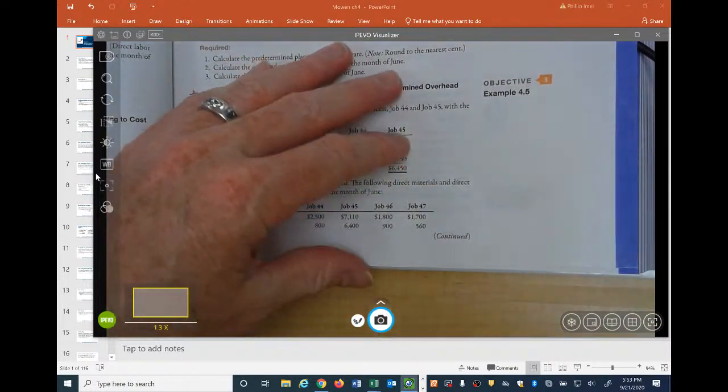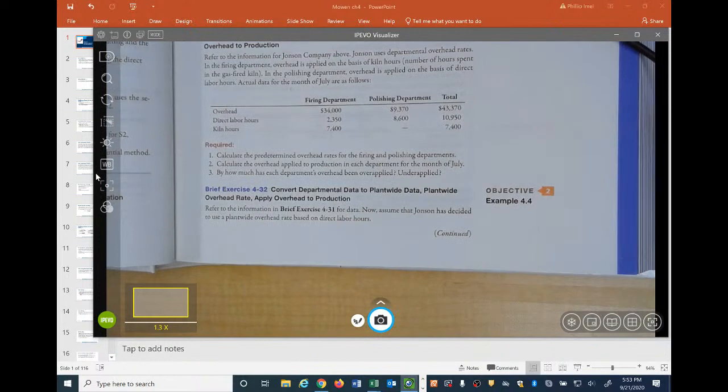Okay, so once again, it's saying prepare a brief job order cost sheet for the 4 jobs. Show beginning balance as of June 1, as well as the activity, like the direct materials and direct labor that are added in June, and apply the overhead to the 4 jobs for the month of June. And then show the ending balances. Okay.